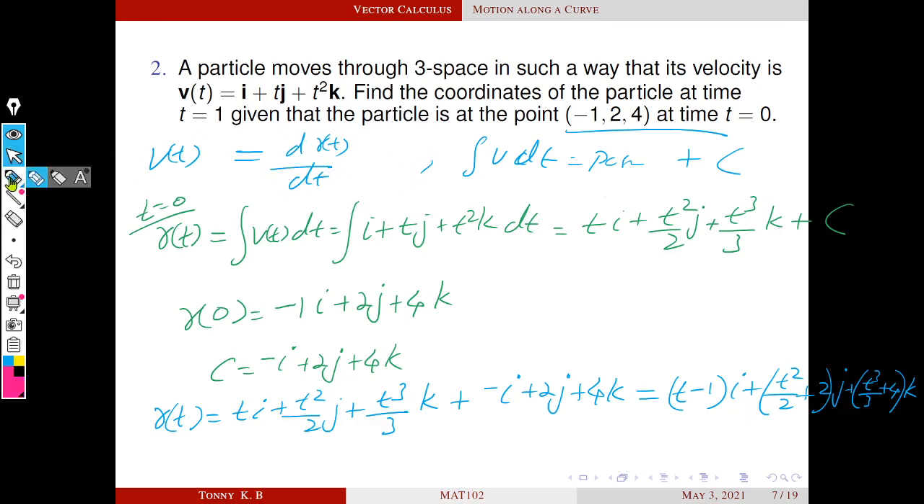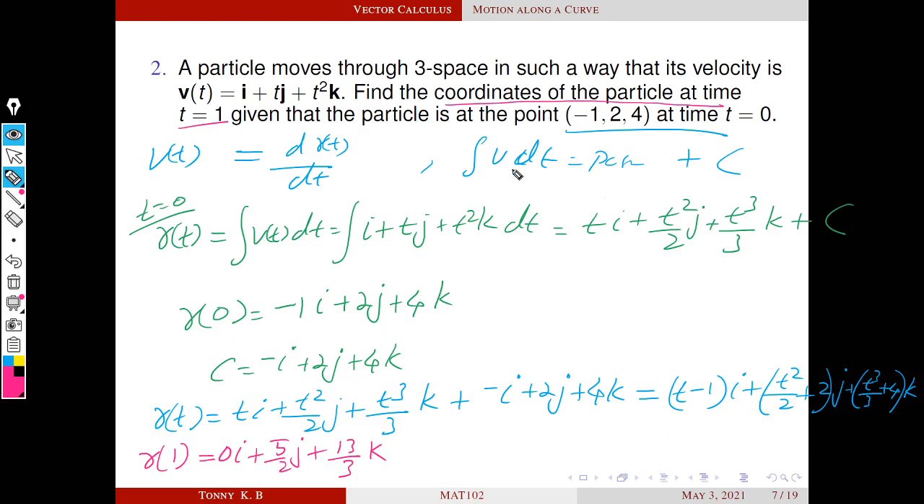Ultimately we have to find the coordinates of the particle at time t equal to 1. First we find the position vector at t equal to 1. So what is r of 1? You simply substitute t equal to 1. When t equal to 1, the i term becomes 0i, the j term becomes 5 by 2 j, and the k term becomes 1 by 3 plus 4, that is 13 by 3 k. So this is the position vector of the particle at time t equal to 1.